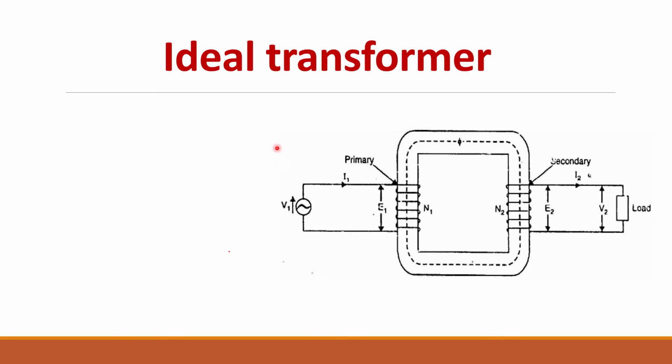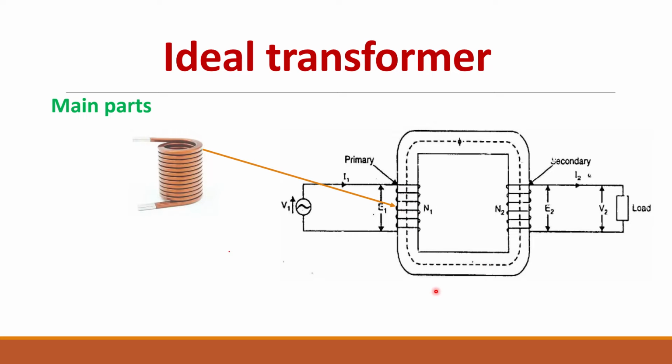Let's see about the ideal transformer first. The two main parts in any transformer are the winding, which includes both primary and secondary winding, and the magnetic core. We are going to make some assumptions so that the transformer remains ideal. Practically we don't have any ideal transformer, but to analyze the practical transformer, we need to study the ideal transformer. So we make some assumptions, assume that the transformer is ideal, and derive some relations which will be helpful to analyze the practical transformer.